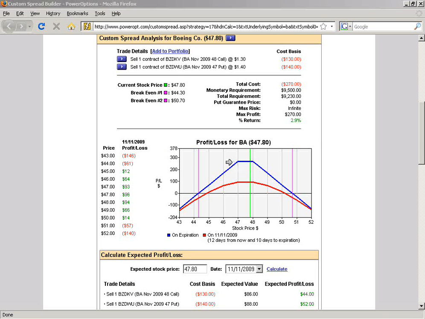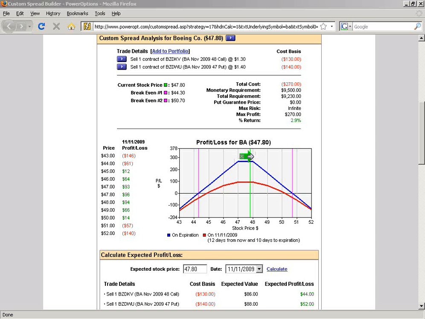This is your short strangle for Boeing. We're using the 48 and the 47 call and put. Wow, this is just about as risky as you can get, isn't it? You make money only if the stock, well, you can make money. You receive a pretty decent premium up front here. You're taking in about $270 worth of net credit, but you're going to have a high monetary requirement. Why is that? Because essentially you have unlimited risk on the upside. You essentially have a naked call and a naked put here.